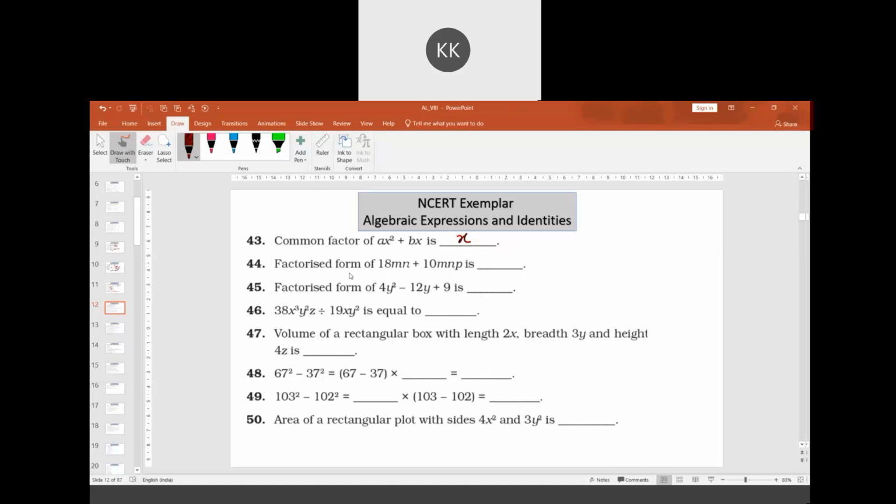The factorized form of 2mn plus 10mp. 2m is common. 2m times of 9 plus 5p. 2m is common, so 9 plus 5p. Is it correct? Yes, sir.